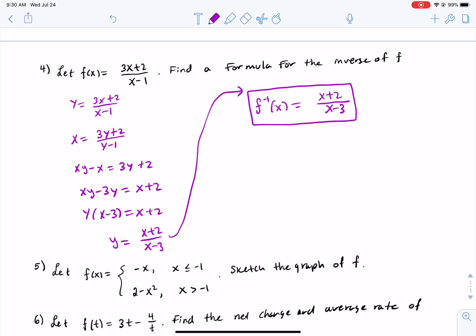But in the exam, question number 9 asked you something like this, but we couldn't do it because it's not a one-to-one function, and that was my mistake for that one.